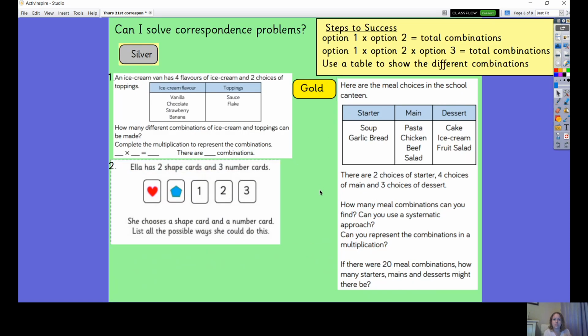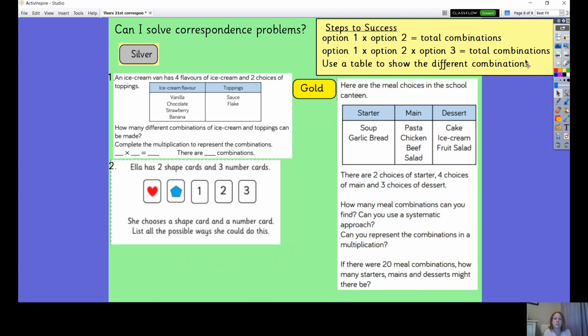we're on to your bit already today because it's a bit of a go-off-and-have-a-play lesson. Let me talk you through them so that you hopefully don't get confused. I've got a little steps to success up here for you. So option 1 times option 2 equals the total combinations. Sometimes there are 3 options though, like in gold task, so it might be option 1 times option 2 times option 3 is all the combinations.